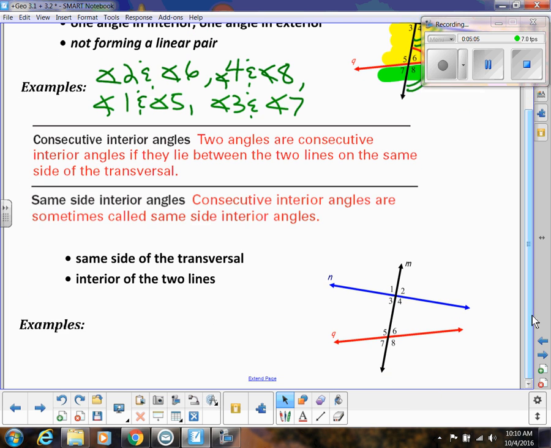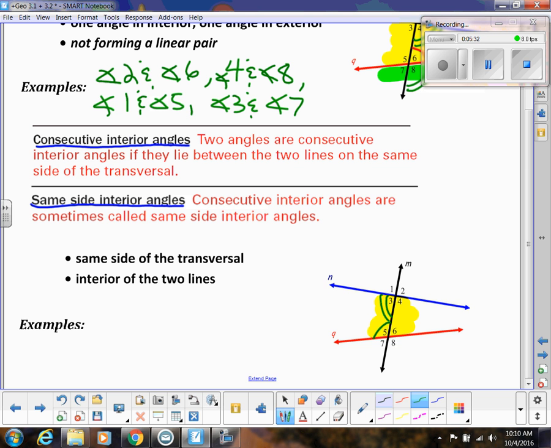Consecutive interior angles, a lot of times people call these same side interior instead of consecutive interior. Same side interior makes a little more sense because it describes the location a little bit better. But here again, we're going to be on the same side of the transversal, but on the interior only. So we're only doing the interior, but we have to do the same side.